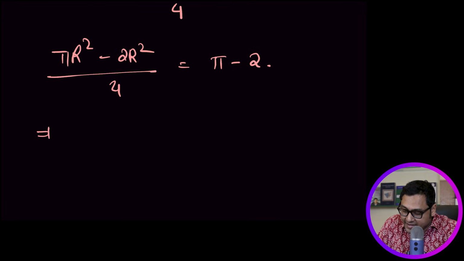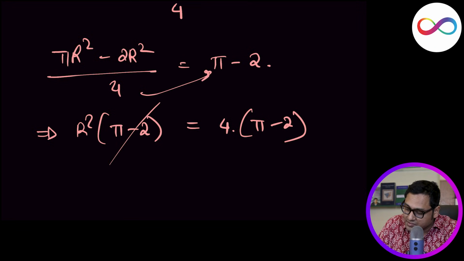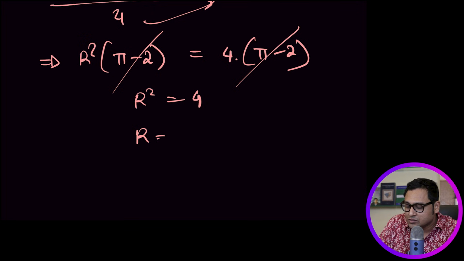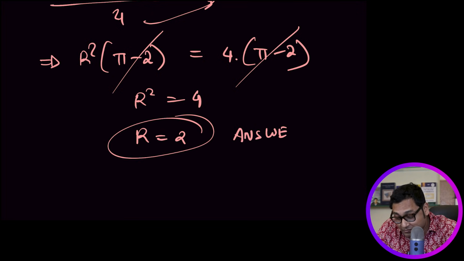So I can take r square common, pi minus 2. This is 4 times pi minus 2. I'm just cross multiplying this. So these two cancels off. So r squared is 4, which means r is equal to 2. That's the answer. We were trying to find out r. Great. So we found it. But this is only the long method. This is not the happy method.